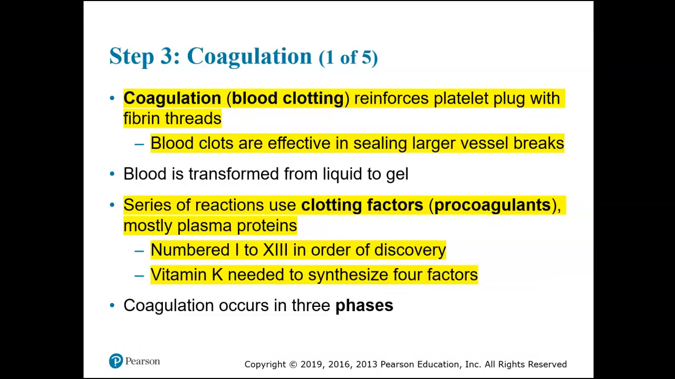So the third step is called blood clotting or coagulation, and it reinforces the platelet plug with threads of fibrin, and that will form a blood clot. It's important that you understand that the coagulation step uses clotting factors or procoagulants. Mostly these are plasma proteins. The clotting factors are numbered from 1 to 13. And the vitamin that's needed for this step for proper clotting is vitamin K.